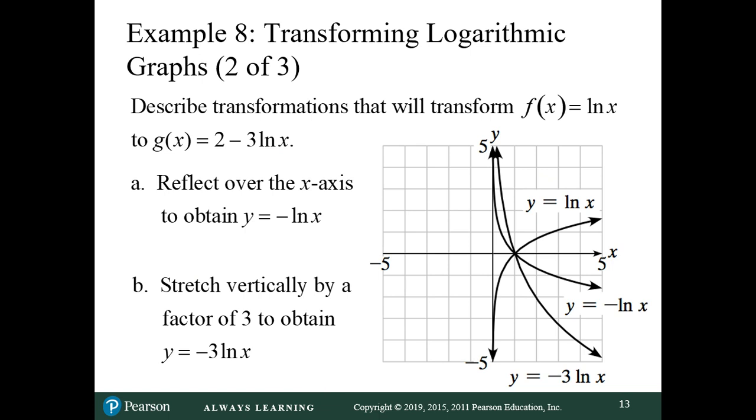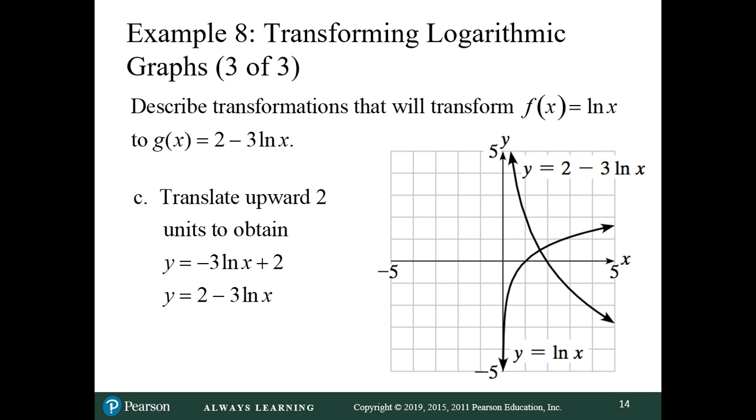So if we look at that, this is the original graph. The negative flips it around the x-axis. And then the 3 stretches it, so it's higher and it's lower. And then the last step, you're going to shift this last graph up by 2. And so the final answer will look like this compared to the original one that looked like that.